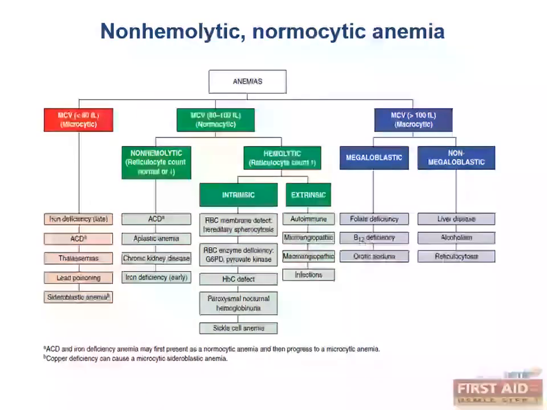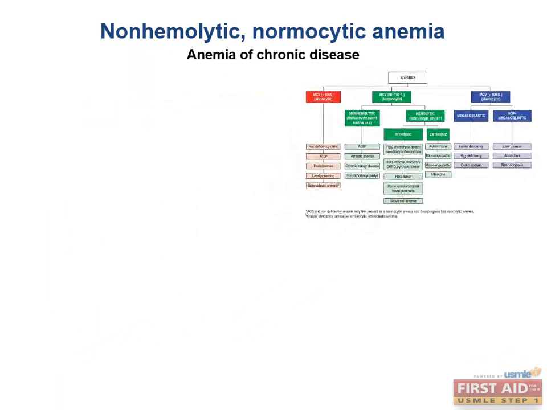Let's talk about the non-hemolytic anemias before we go into more depth about the specific intra- and extravascular hemolytic anemias. There are three main types we'll talk about. These include the anemia of chronic disease, aplastic anemia, and our kidney disease-related anemias. Anemia of chronic disease will occur in patients with chronic illness and inflammation.